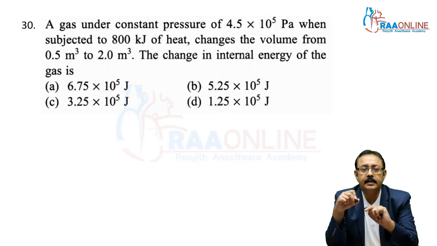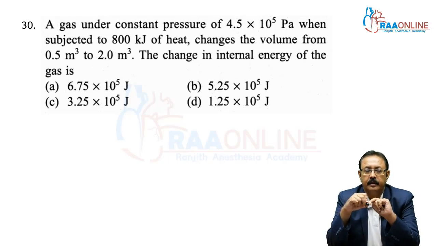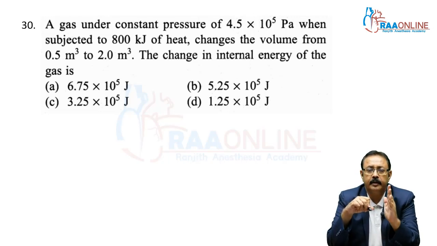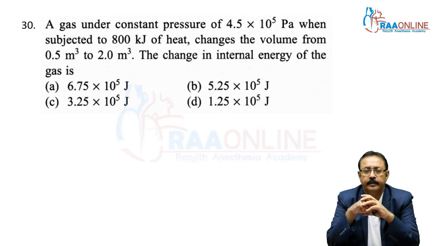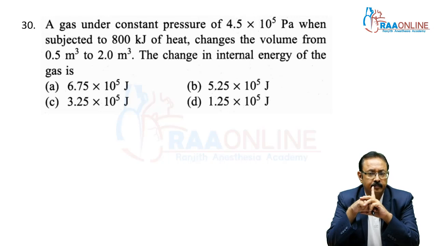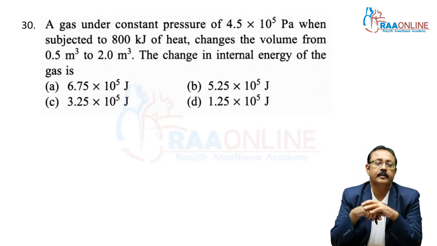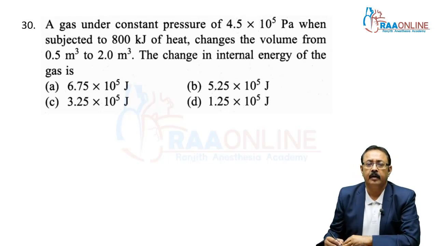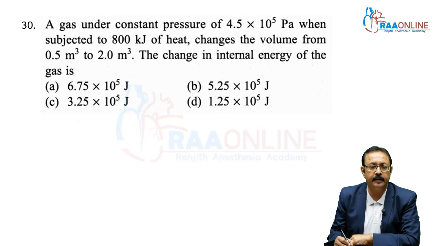Next, a gas under constant pressure is subjected to 800 kilojoule of heat. The volume changes from 0.5 to this. The change in internal energy of the gas is... Pressure is given, change in volume is given, we can calculate work done. So the problem is simple. We know the formula dQ is equal to dU plus dW.